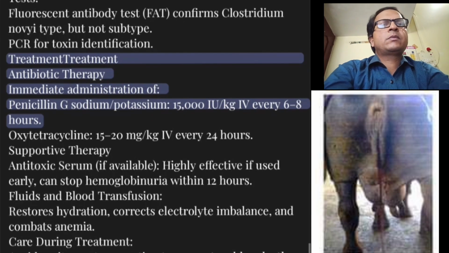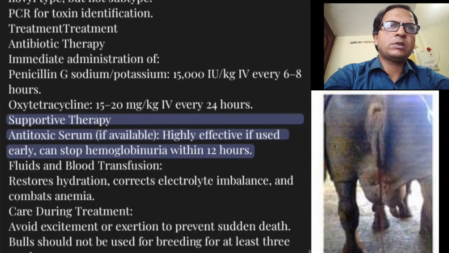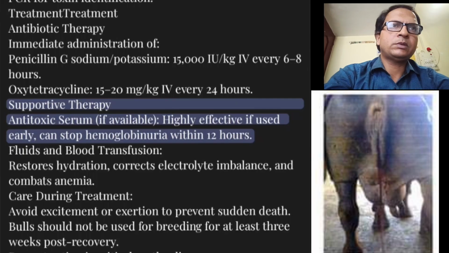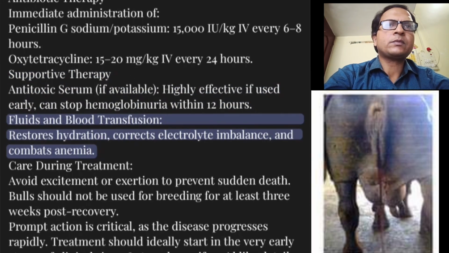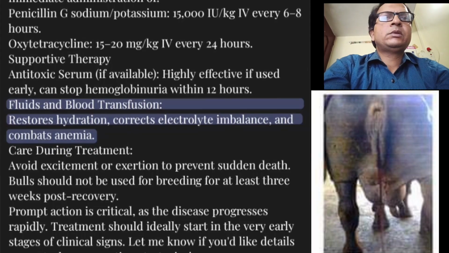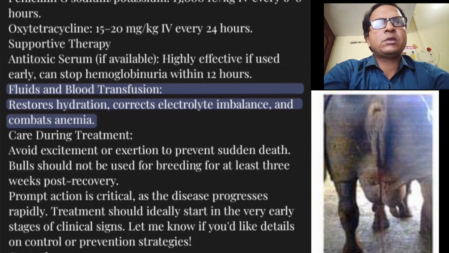Treatment, antibiotic therapy: immediate administration of penicillin G, sodium or potassium, 15,000 U per kilogram IV every 6 to 8 hours. Oxytetracycline, 15 to 20 mg per kilogram IV every 24 hours. Supportive therapy: antitoxic serum, if available, is highly effective if used early and can stop hemoglobinuria within 12 hours. Fluids and blood transfusion restore hydration, correct electrolyte imbalance, and combat anemia.